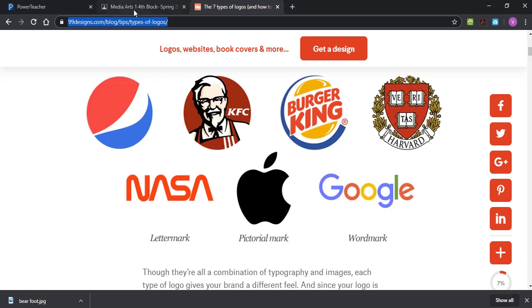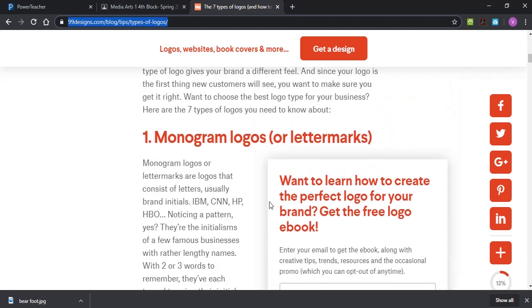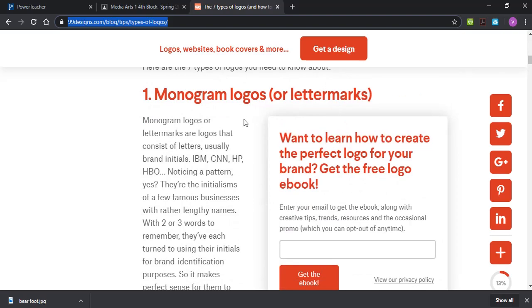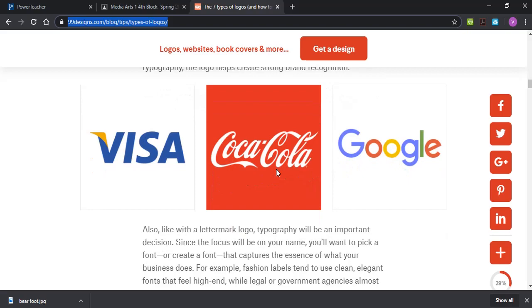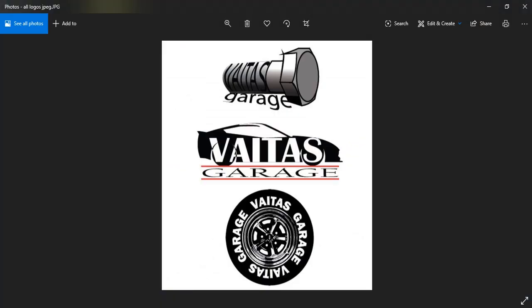I'll put the link up to this website if you want to read this article. It tells you a little bit more in depth here about the different types, right? Here again are three logos that I made on one idea, right? I wanted to have a garage, Vitus Garage being the name, but I picked different parts off of my idea web to explore what that option would look like, right? And thinking about parts of a car, I thought you could have wrenches or bolts, and that could be specific enough to make a logo of.